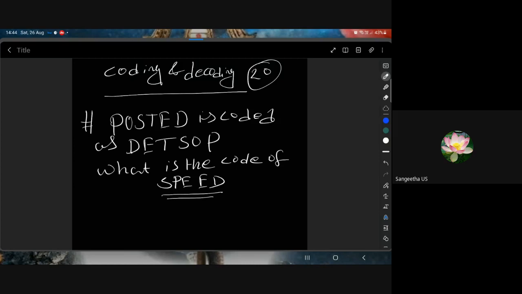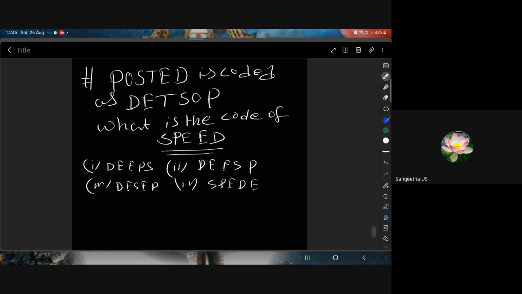So how to find out? The options are DWPS, DWSP, DESP, and SPED. Now here also there are many patterns, but you have to understand which pattern they have created.